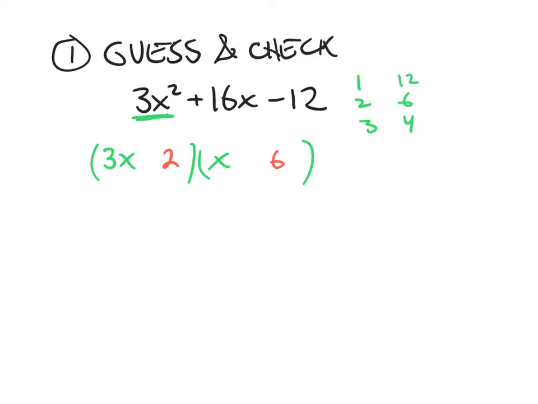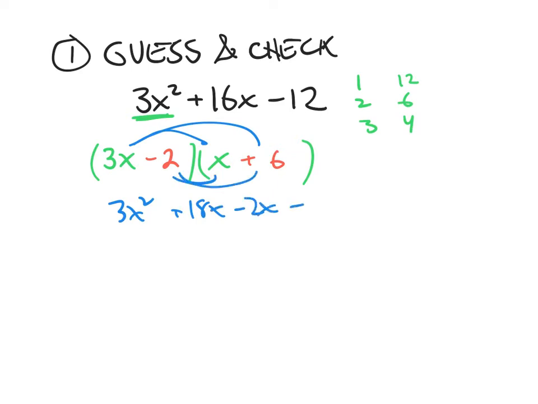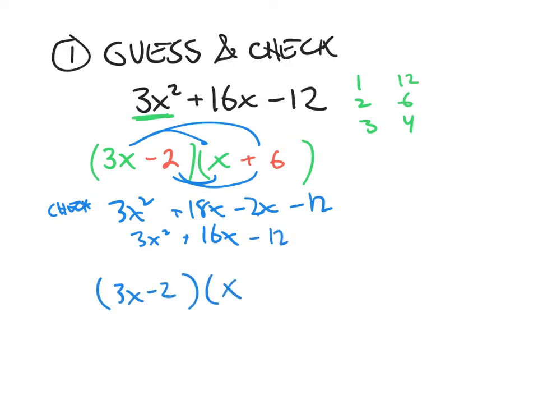But they have to add up to be 16, so I'll make 1 positive, 1 negative, and let's just check now. So our check is 3x squared plus 18x minus 2x minus 12. These do add up to 16x, and so this did check. This did check, and it did work. So the answer really is 3x minus 2, x plus 6.